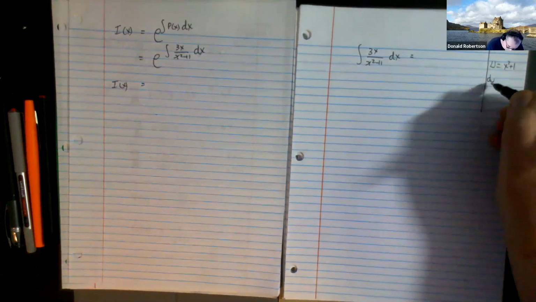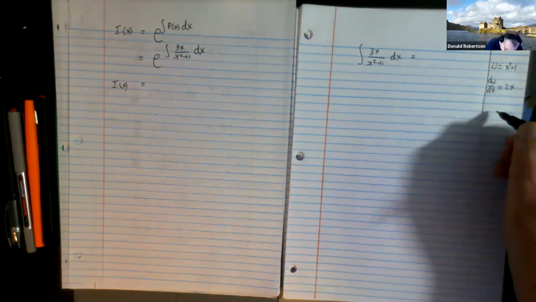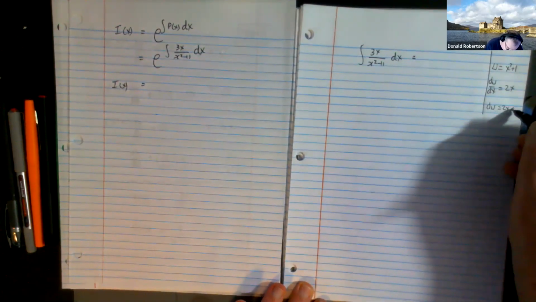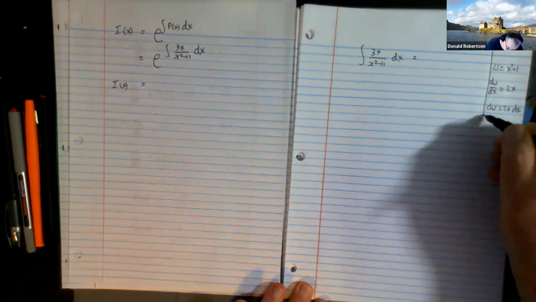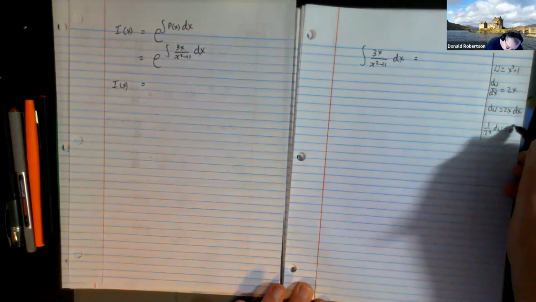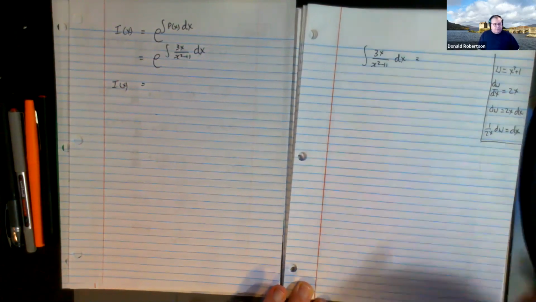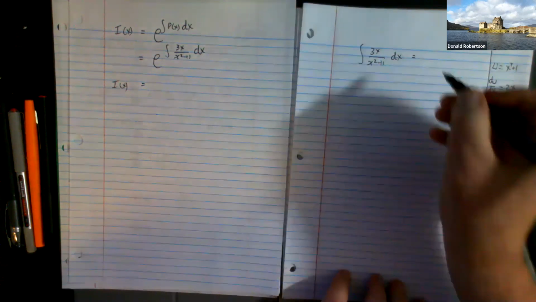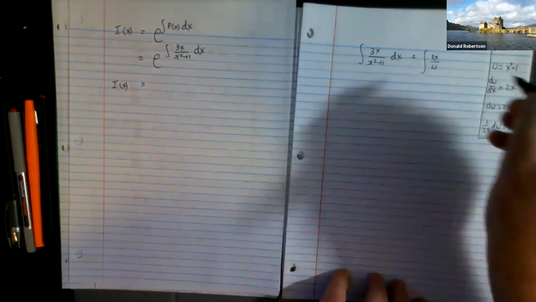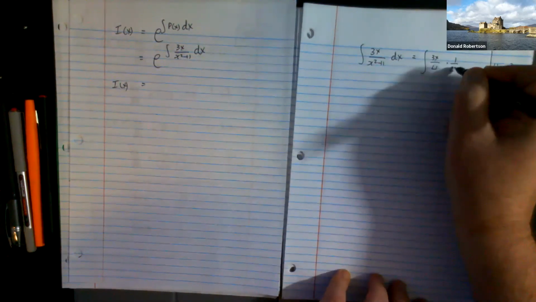You differentiate with respect to x, you get 2x. You do the crossover, and you isolate the dx. That's a pretty standard U sub question. So what do we get? We get the integral of 3x over u times 1 over 2x du.